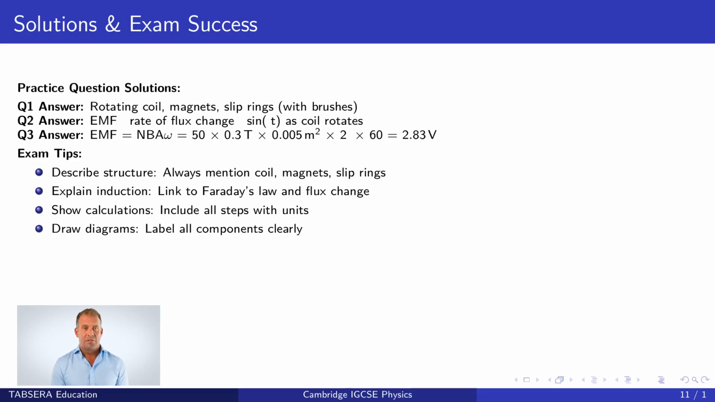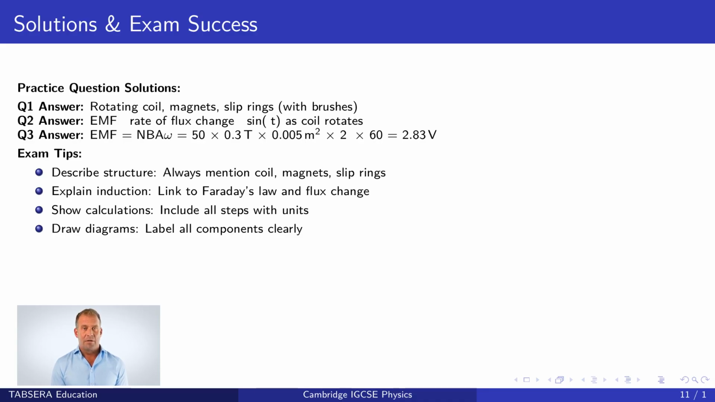Let's review the solutions. For question 1, the answer is rotating coil, magnets, and slip rings with brushes. These are the 3 essential components of any AC generator. For question 2, EMF varies sinusoidally because it's proportional to the rate of flux change, which varies as sine of omega t as the coil rotates through the magnetic field.